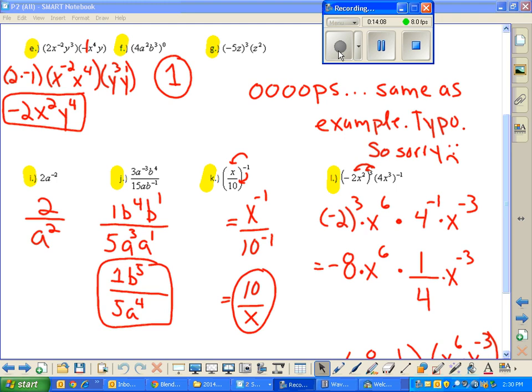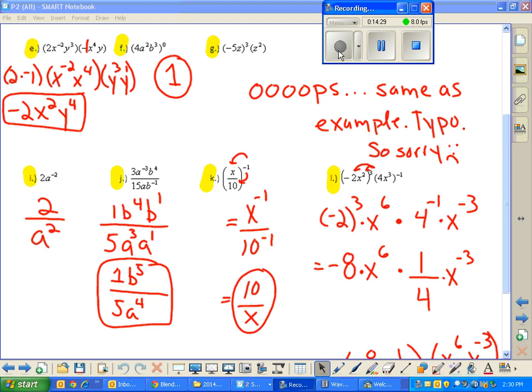That's not to say it didn't happen. Seeing that 0 exponent there sometimes escapes you. But your answer there for part F is 1. Part I there is the upstairs-downstairs rule, so you have 2 over a squared. J is basically 1b to the 5th over 5a to the 4th.